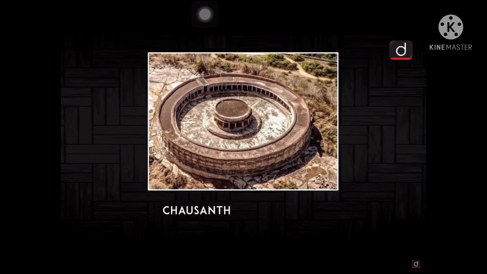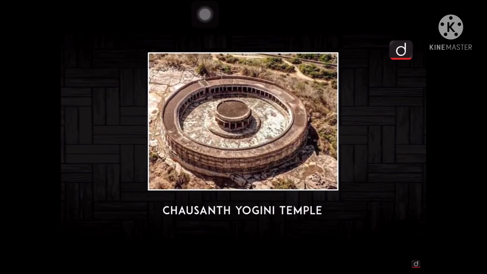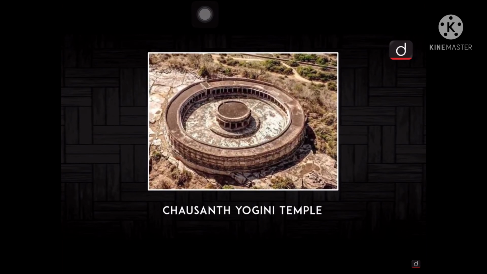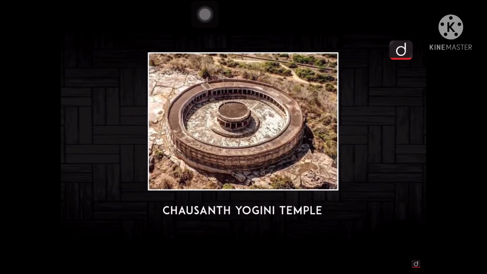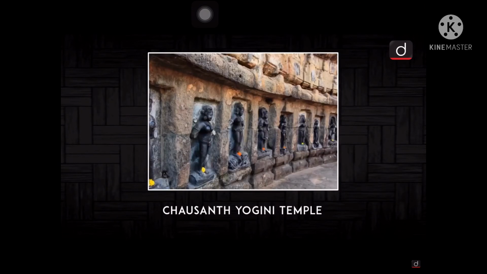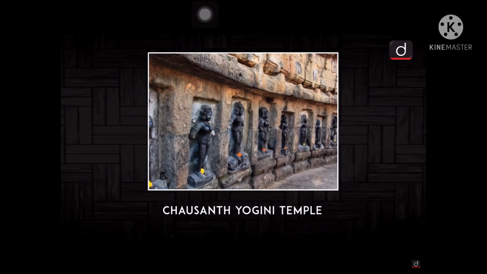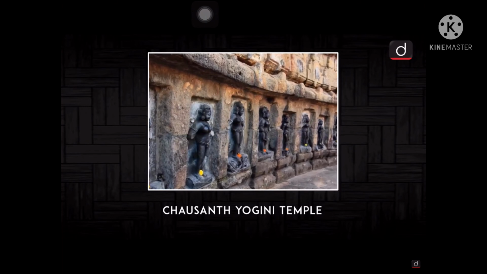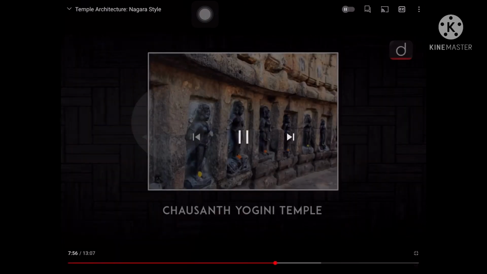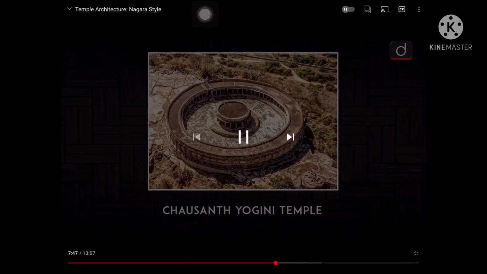There are some Jain temples as well as the Chausath Yogini temple. Chausath Yogini is a temple of small square shrines dedicated to esoteric devis or goddesses associated with the rise of Tantric worship.